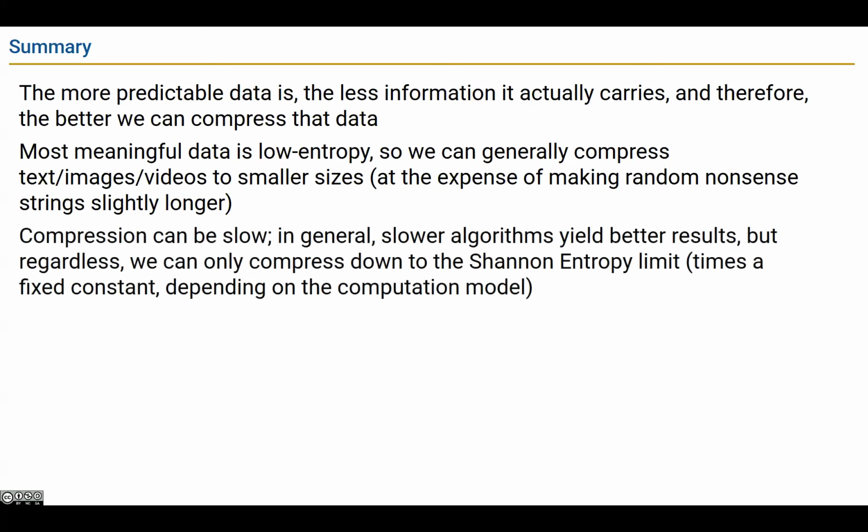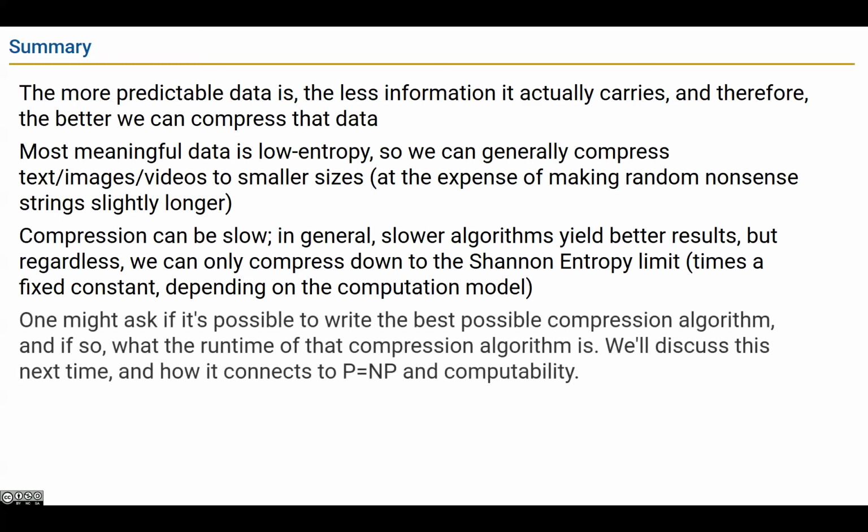Now, generally speaking, compression can be slow. Slower algorithms yield better results. But regardless of what we do, we can't get beyond the Shannon entropy limit. You might be asking if it's possible to write the best possible compression algorithm, even given arbitrary time. As it turns out, it is not possible, not easily anyway. It actually plays into our next topic, which is going to be P versus NP.